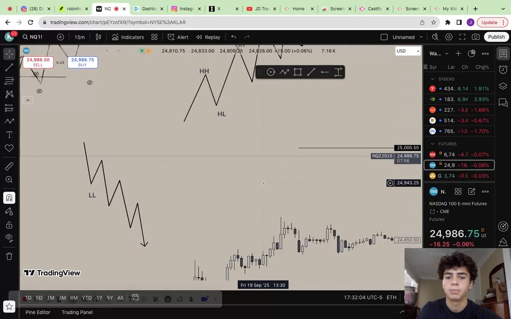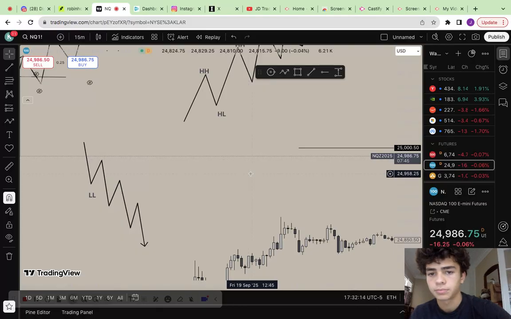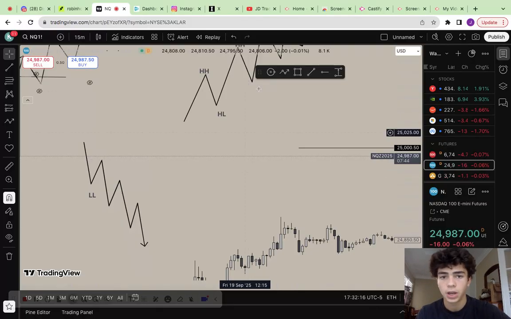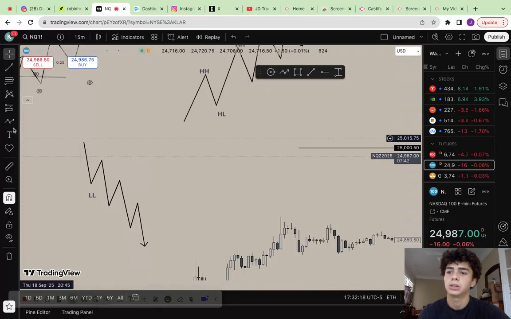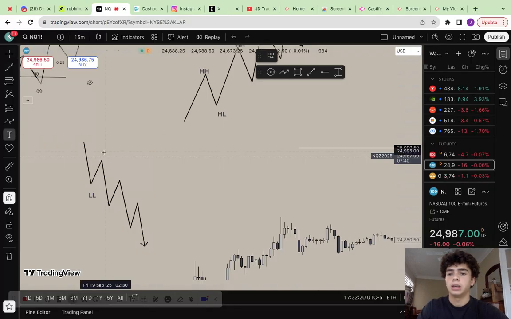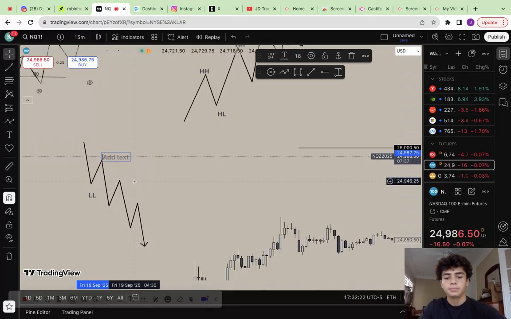But essentially, if the market's moving like this upwards, we are in an uptrend, and if we are moving downwards like this, we are in a downtrend. So key takeaways: uptrend, higher highs and higher lows, and then downtrend would be lower lows and lower highs.